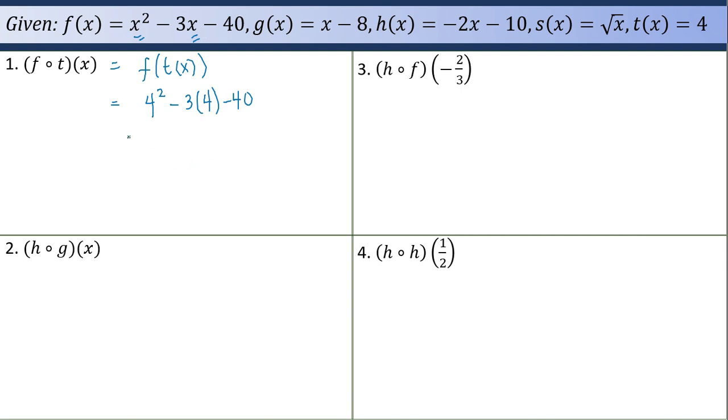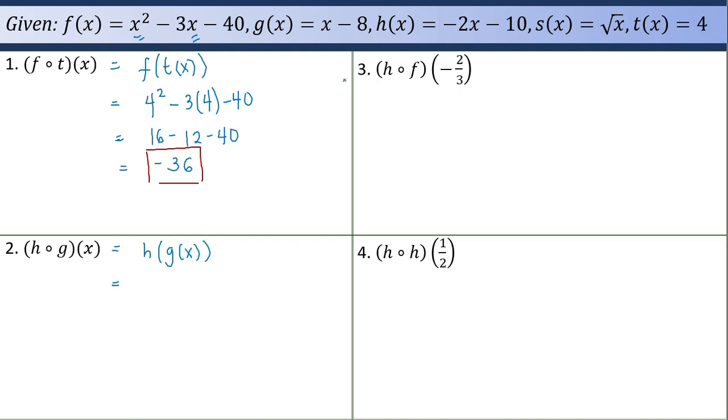Okay? Continuing, we have 16 minus 12 minus 40, which is equal to negative 36. Therefore, f circle t of x is equal to negative 36. Alright? Number 2, we have h circle g of x. So again, by the definition of composition of functions, this is equal to h of g of x.